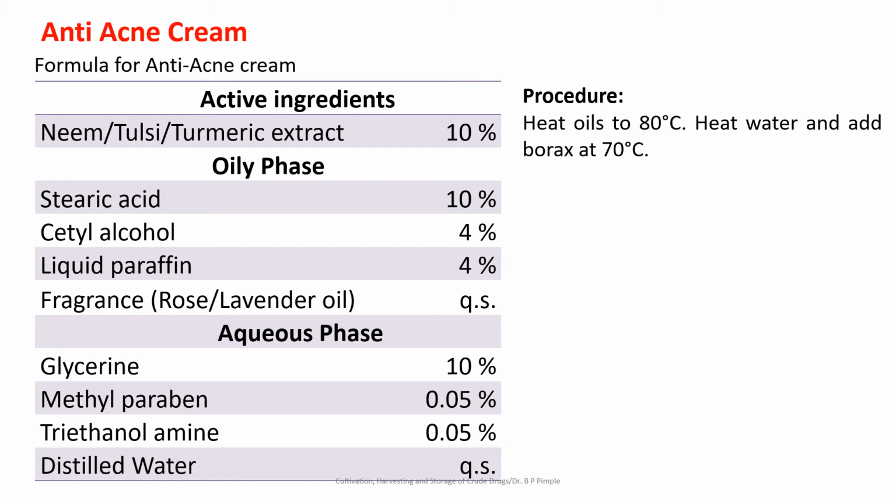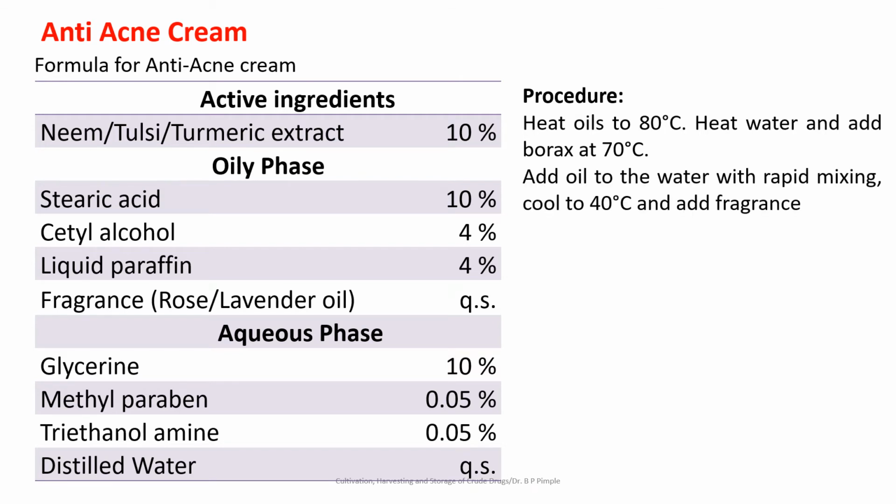Now, very similar to the formulation of creams, the oil phase ingredients are heated except the fragrance. Other ingredients of the oily phase are heated at 80 degrees Celsius, and similarly, the aqueous phase is heated at 70 to 80 degrees Celsius. The hot ingredients are mixed with each other and vigorously triturated or homogenized until the temperature drops down to 40 degrees Celsius. Once the temperature comes to 40 degrees, fragrance can be added.